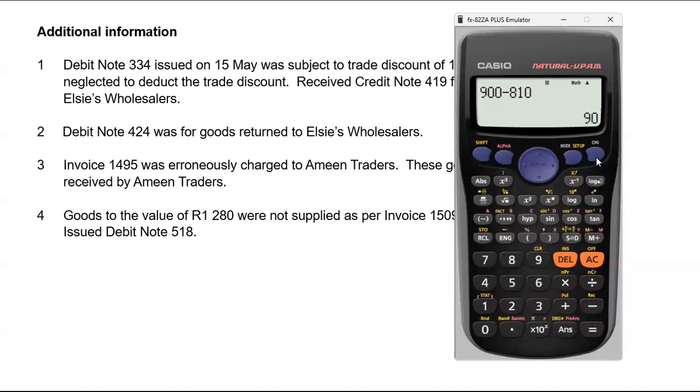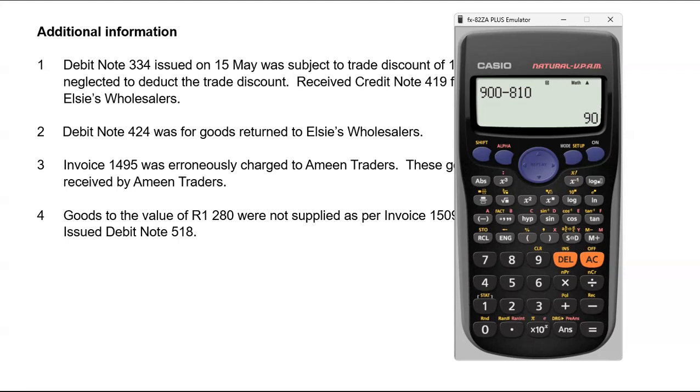So we are going to credit their account by 90 rand because we over reduced it by 900 and we were supposed to only reduce it by 810. So we're going to add back the 90 rand, and to add back the 90 rand, we are going to have to credit it. That's what I've read so far, but I'm going to continue.